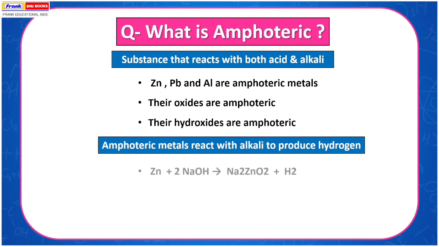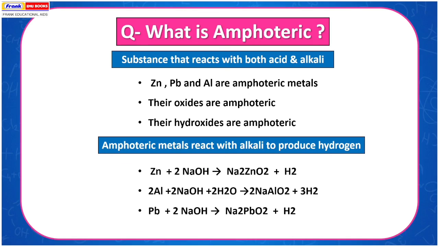Zinc reacts with NaOH to produce Na2ZnO2 and hydrogen. Aluminium reacts with NaOH and water to produce NaAlO2 and hydrogen. Lead reacts with NaOH to produce Na2PbO2 and hydrogen.